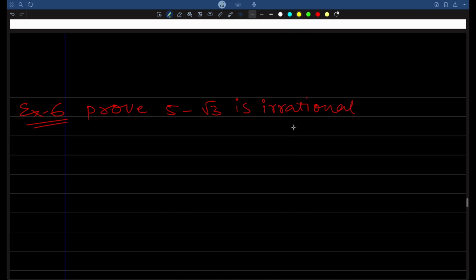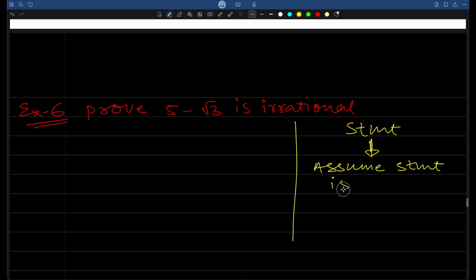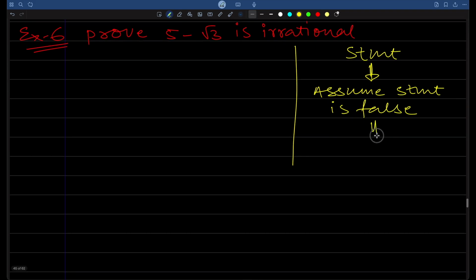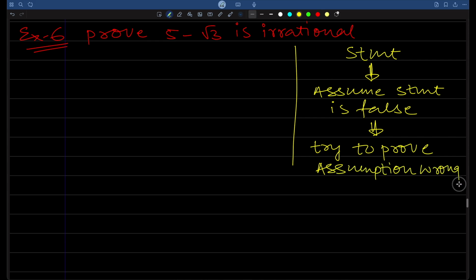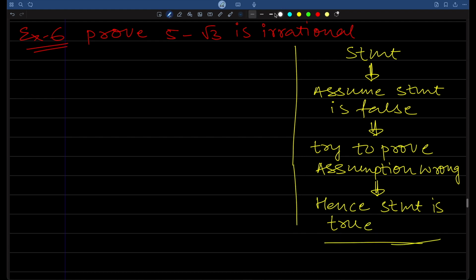The proof technique we will use is this: given a statement, we will assume the statement is false, then we will try to prove the assumption is false, and hence the given statement is true. So let us start our proof.